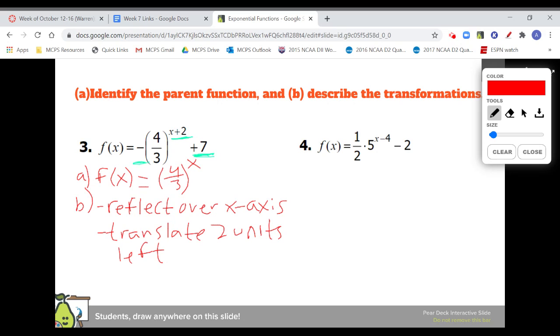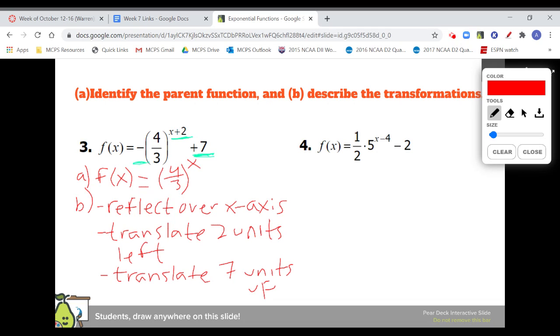And then the last piece is that plus 7 out at the end. Remember, the number that's just sort of added or subtracted on its own, that is a vertical translation, and that just goes the way you naturally think about it. And so you are translating 7 units up. And that is it for that problem.